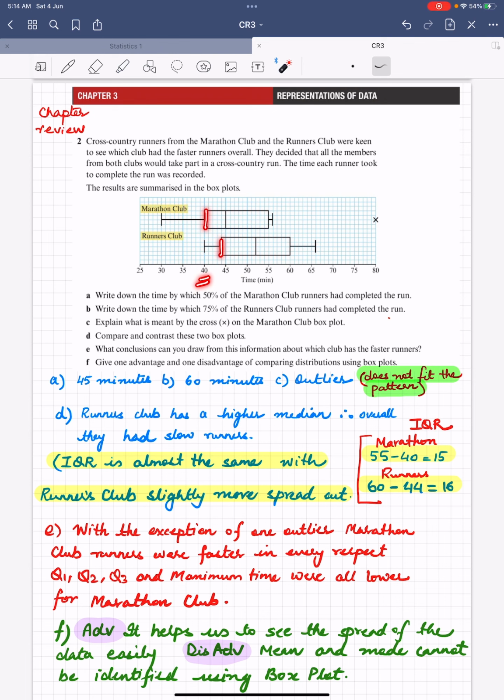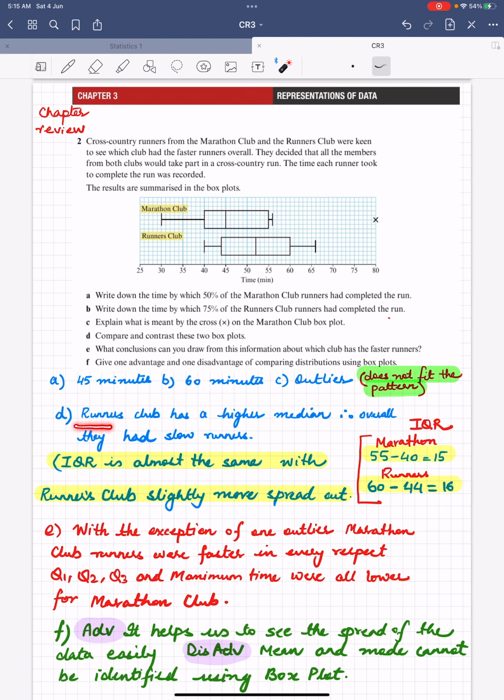So the lower quartile of the Marathon Club is also faster. The median we have already discussed of the Marathon Club is faster. The upper quartile of the Marathon Club is also faster than the upper quartile of the Runners Club. And the slowest runner of the Marathon Club was faster than the slowest runner for the Runners Club.